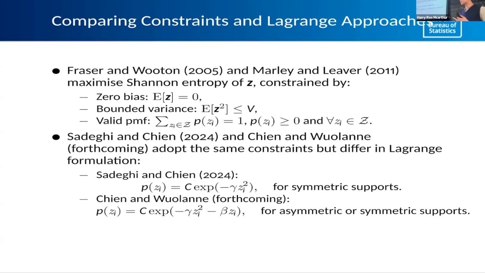My ABS colleague Eamon and I took that work and expanded it to asymmetric support, which is when the noise is not -5 to +5, but could be -3 to 7. That is a particular form of the Lagrangian we solved.